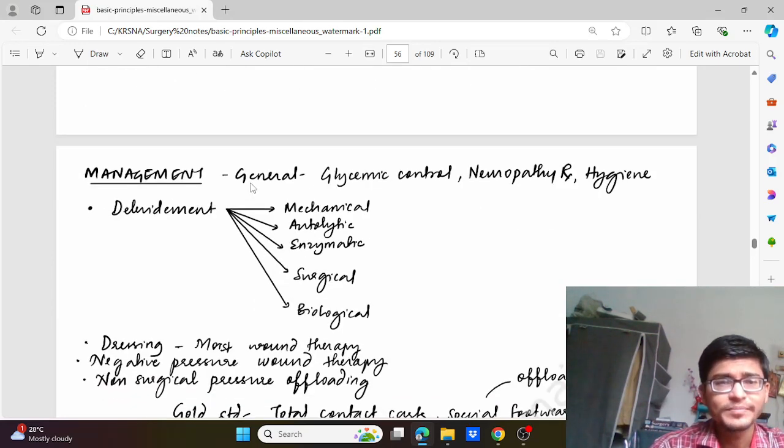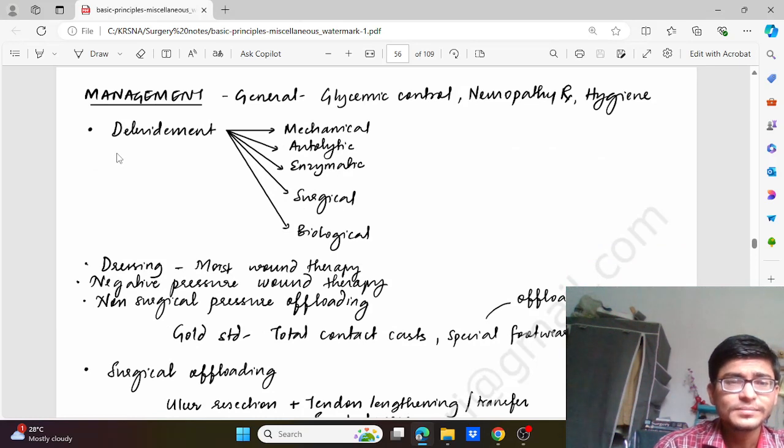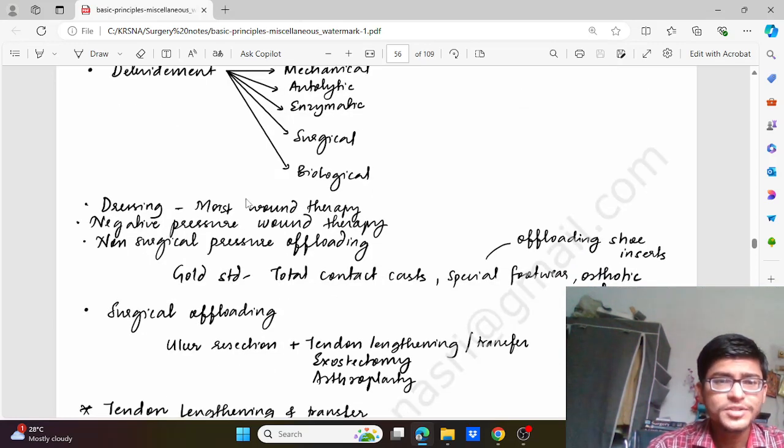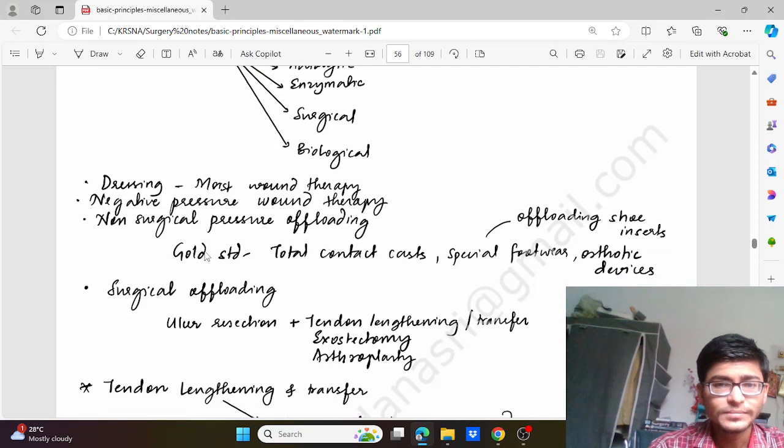Now we see the management. Management is general initially: glycemic control, neuropathy treatment and hygiene. Then debridement, which could be mechanical, autolytic, enzymatic, surgical or biological. For dressing, we go for moist wound therapy and negative pressure wound therapy. For non-surgical pressure offloading, the gold standard is total contact casts or special footwear, which help in offloading: shoes with inserts, and orthotic devices.